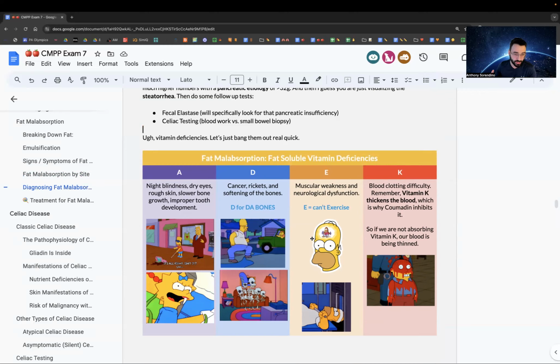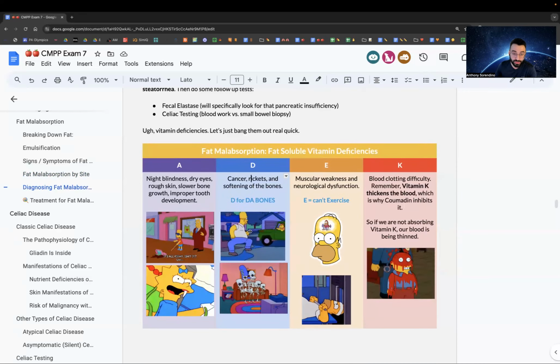So A is going to give you night blindness, dry eyes, rough skin, slower bone growth, and improper tooth development. The two that I think are kind of big here are night blindness and improper tooth development. I think those are just really interesting ones, so I put pictures there for that. D is going to put you at risk for cancer, rickets, and softening of the bones. So I think of D for duh bones for this one, and that's Homer with rickets. Cancer is obviously a big one as well, so just kind of remember that with D.